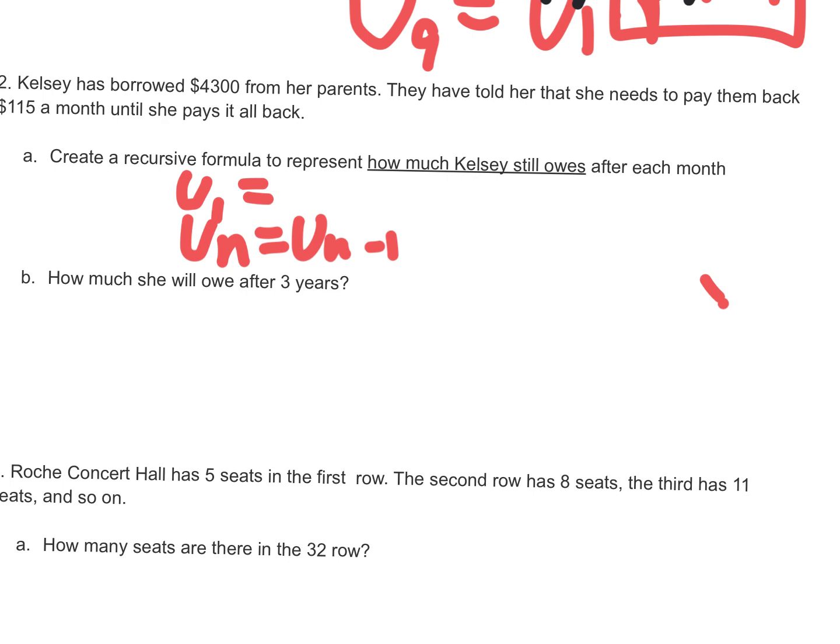Kelsey had borrowed $4,300 from her parents. They have told her she needs to pay them back $115 a month until she pays it all back. It sounds to me like not many parents would just say, sure, here's $4,300.